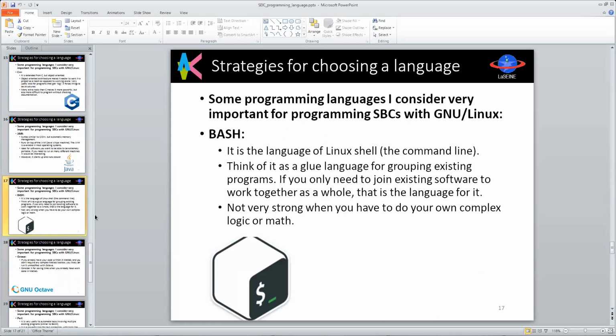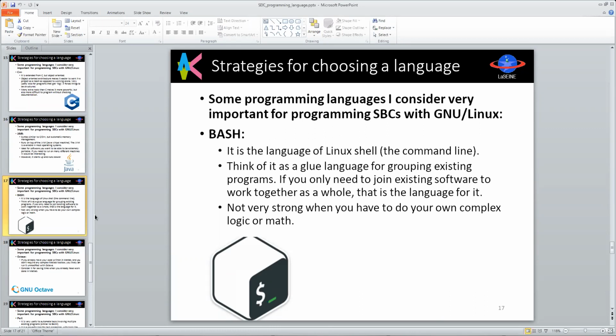So Bash language, Bash actually, you don't compare them directly with other languages because it's the language of the Linux shell, the command line of Linux. So this is something you learn in parallel with the other languages. It can help you solve problems together with the other languages.